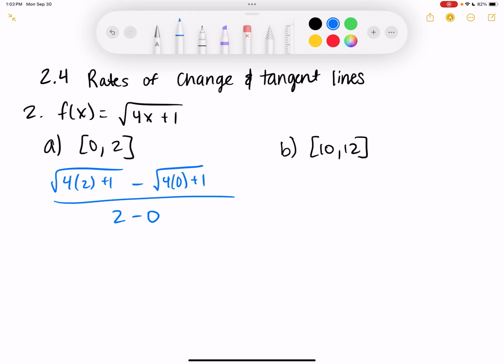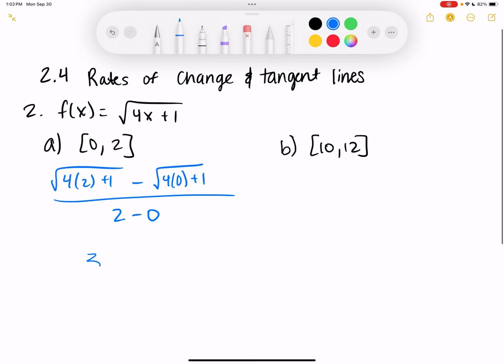So this is that very first formula: f of 2 minus f of 0, divided by 2 minus 0. It's the y values over the x values, the same thing as the slope formula, it just looks a little different. So I've got 8 plus 1, that's the square root of 9, which is 3, minus 4 times 0 is 0, plus 1, square root of 1 is 1, divided by 2 minus 0, which is 2. Then that's 2 over 2, which is 1. So this one is 1.